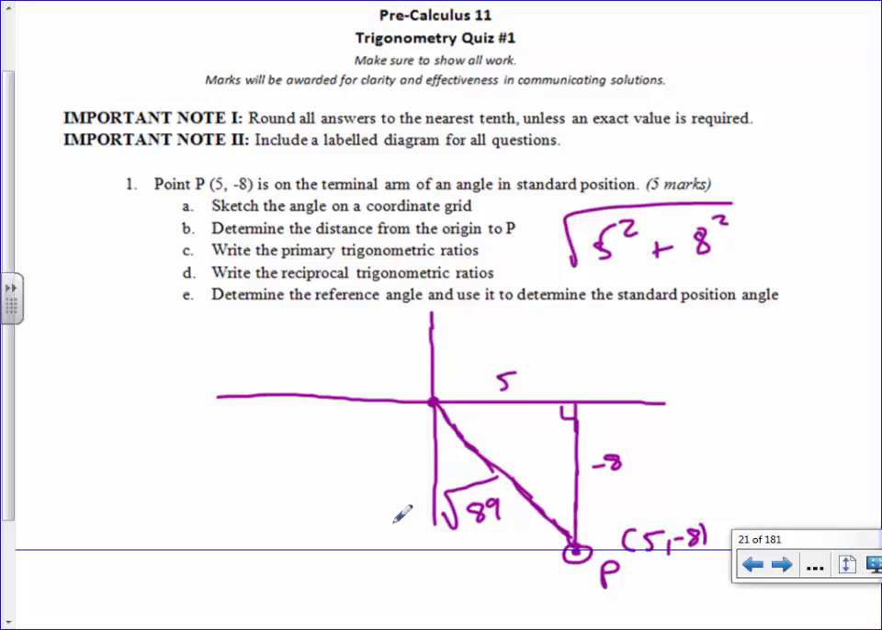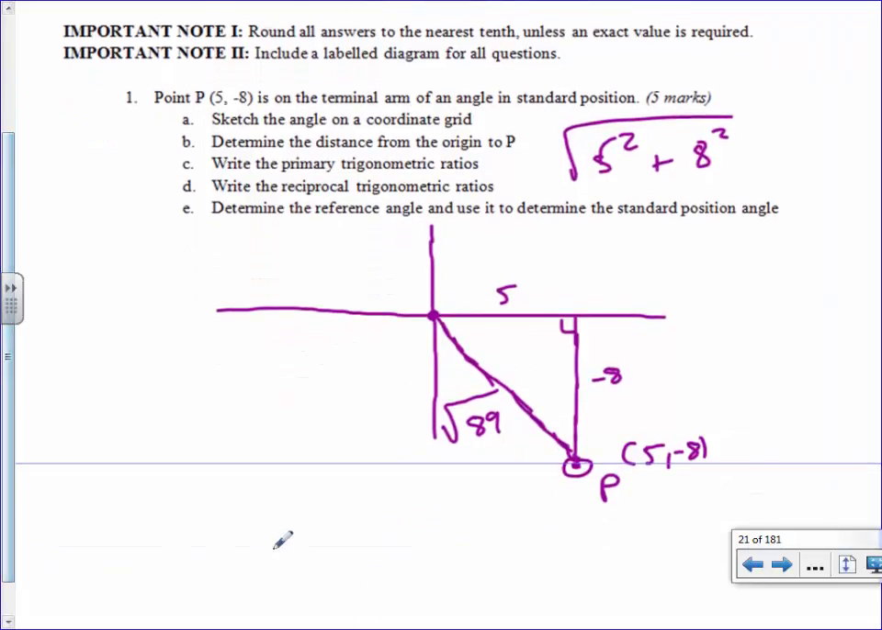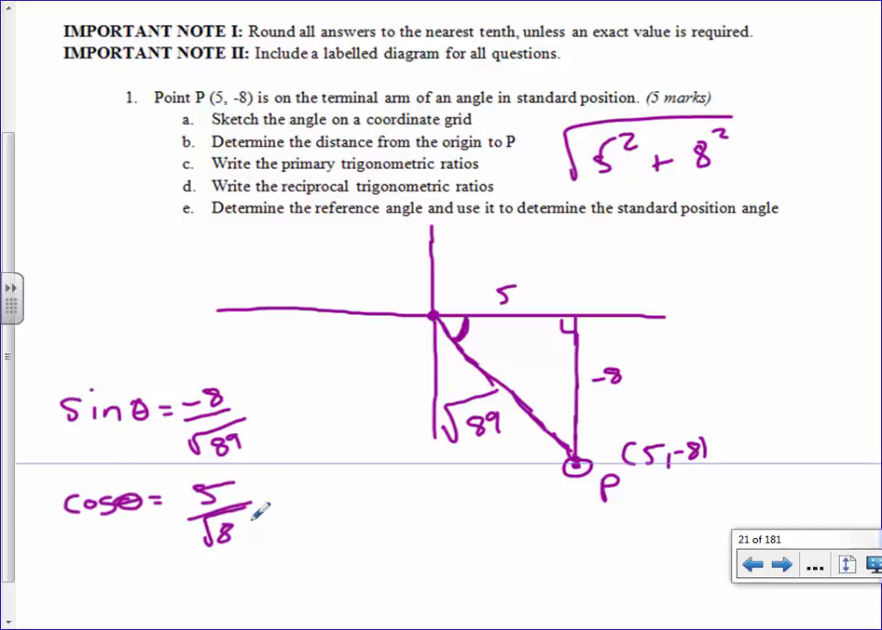Another thing I would have asked you to do then is calculate the primary trigonometric ratios. So that would be something like, say, sine. Sine of theta is normally equal to the opposite over the hypotenuse. Well, this is the angle we're referring to right here. So the opposite would be -8, and the hypotenuse would be root 89. Remember that? And then you do cosine of theta, and that's the adjacent over the hypotenuse. And you do tan of theta, which is the opposite over the adjacent. You guys are probably doing that?